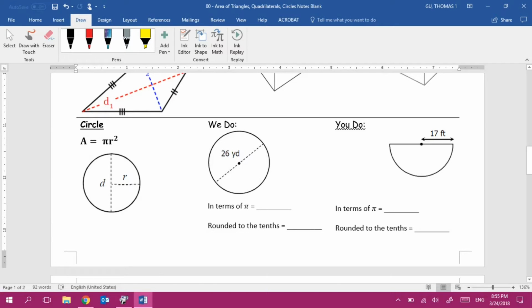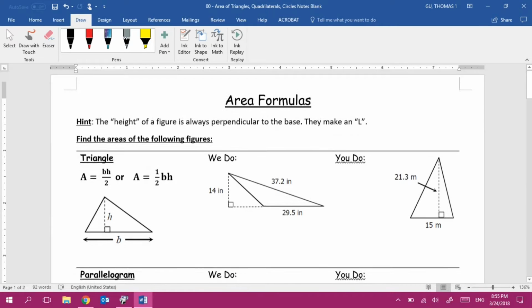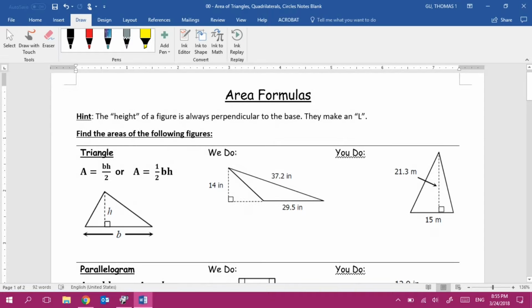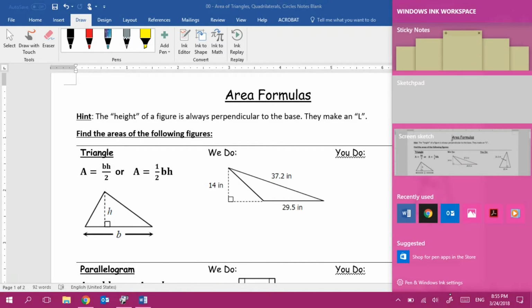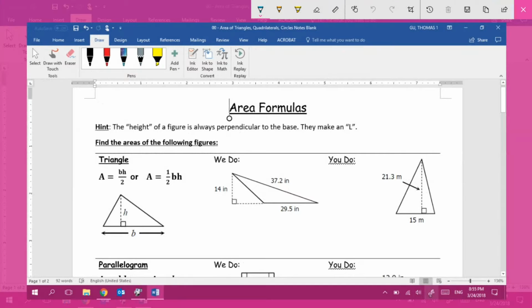Area formulas. This Unit 9 is all about area, surface area, things like that. So here we go. Today, we're just going to learn a bunch of different formulas for finding areas of different shapes. So let's jump right into this, starting with area formulas.